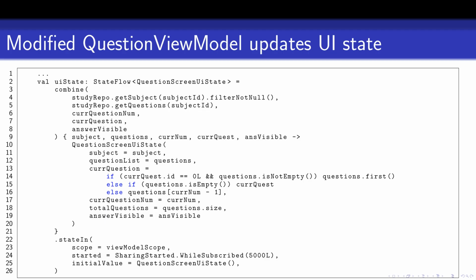The UI state in Question View Model is now calculated by merging those flows. It determines the current question to show based on whether there's a valid question ID, if the question list is empty, or if the question number is valid. This logic makes sure the user always sees a relevant question, usually the first one, after selecting a subject. It's a responsive and flexible approach that scales well as the question list changes.